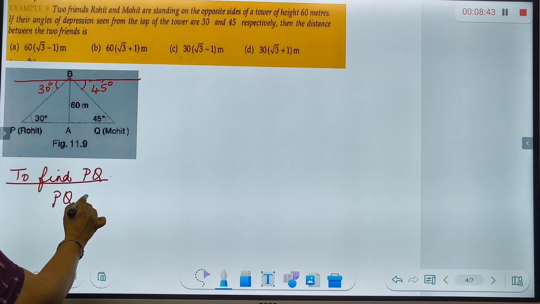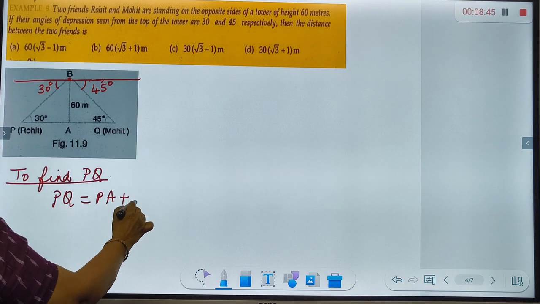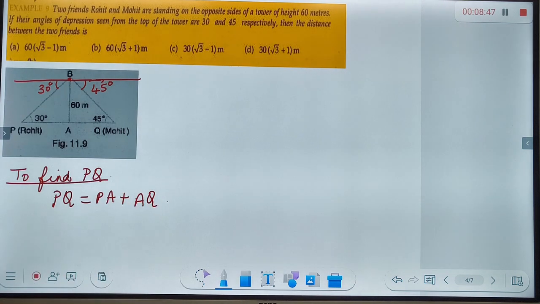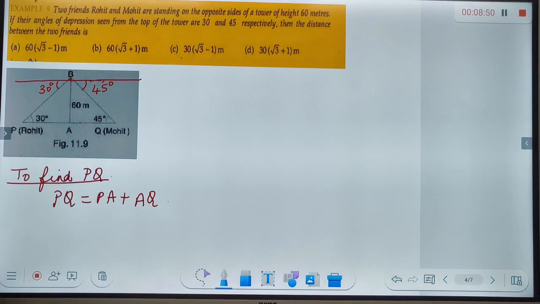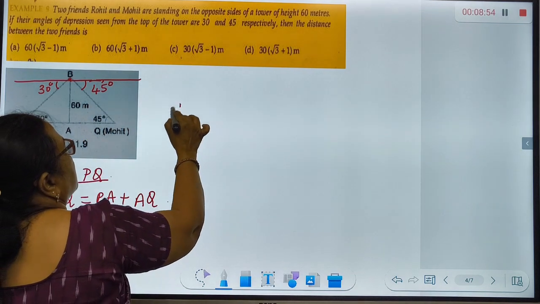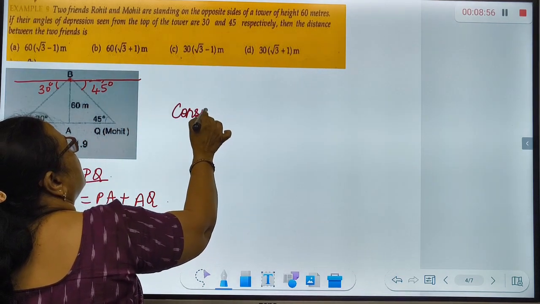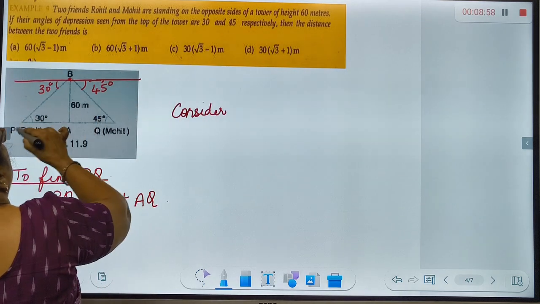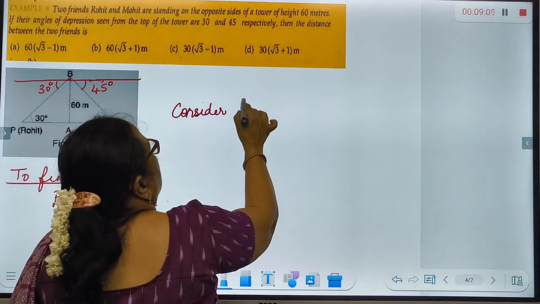So to find PQ. Now PQ equal to PA plus AQ. So whenever you have to find PA, you have to find AQ. Whenever there are two unknowns, you have to use at least two triangles. So first consider triangle PBA.